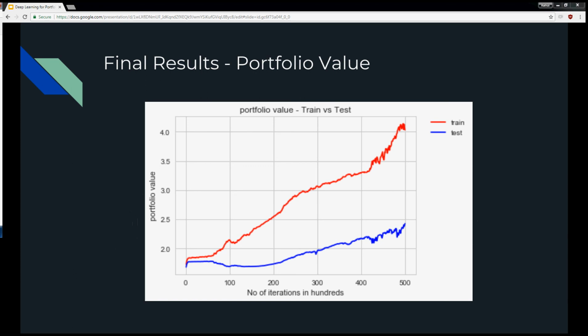So these are the final results, or the pictorial representation of our result. The first model output is the portfolio value. As you can see, this increases with the number of iterations. The number of iterations here is in hundreds. So for 50,000 iterations, you can see a considerable increase in the portfolio value in both the training and the test data sets. The test data set follows the training data set pattern very closely. That is, it increases with the number of iterations.